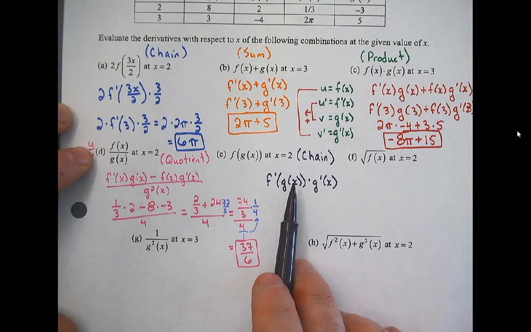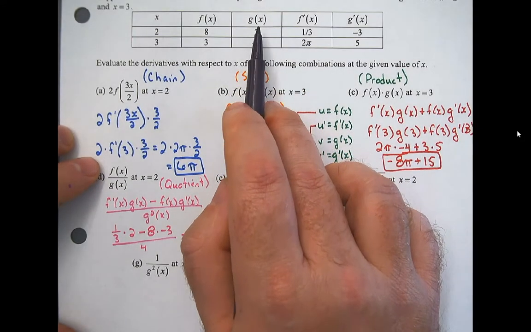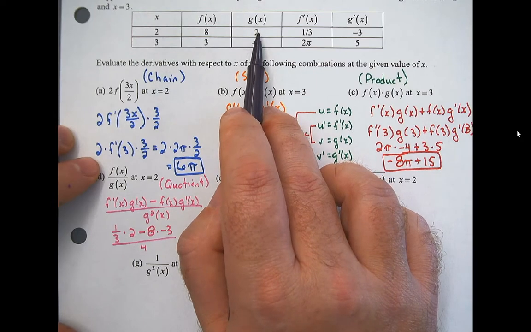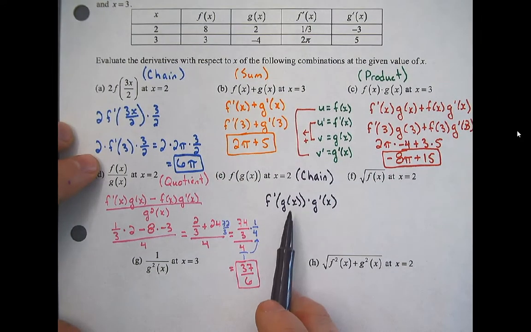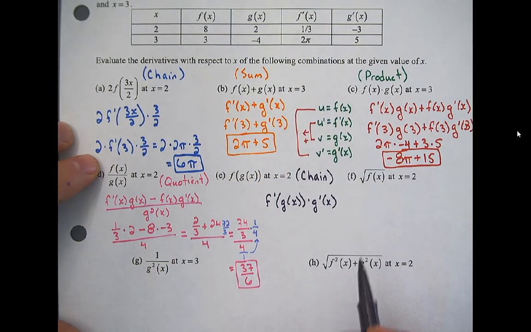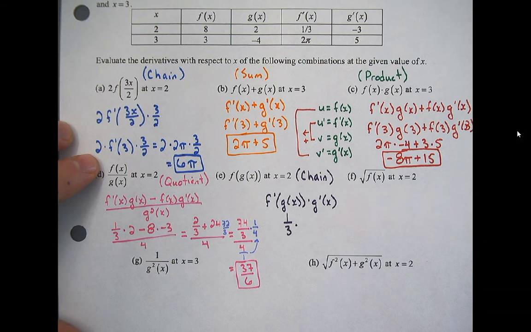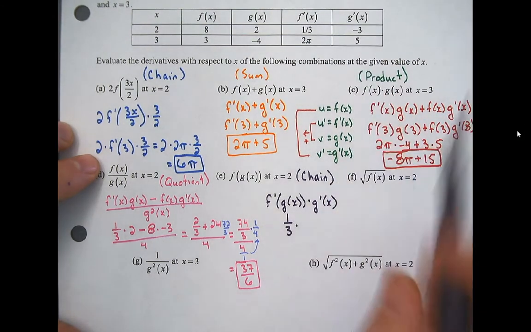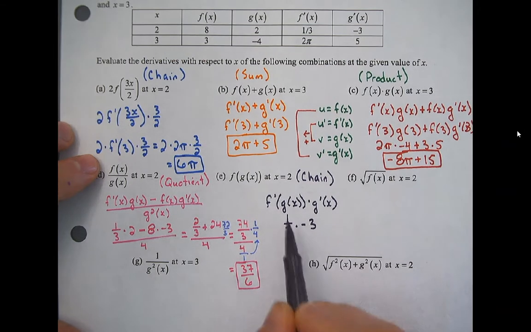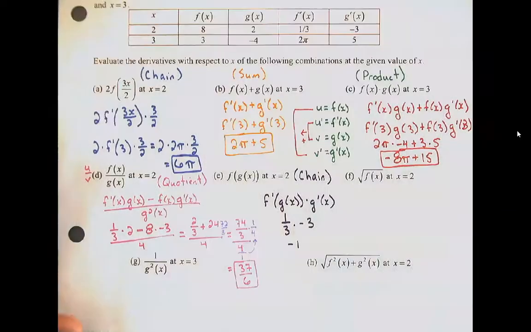So that means I'm going to figure out what g of 2 is. So g of 2 ends up being 2. Well, that's kind of boring. And then that 2 is getting plugged into f prime. So f prime of 2 is, again, 1/3, times g prime of 2, which is negative 3. 1/3 times negative 3 is negative 1. And game over.